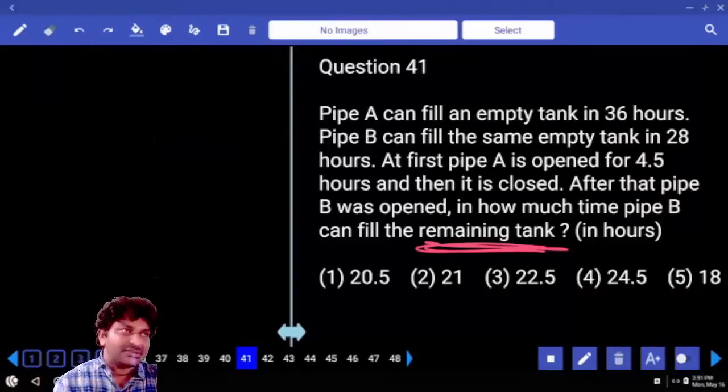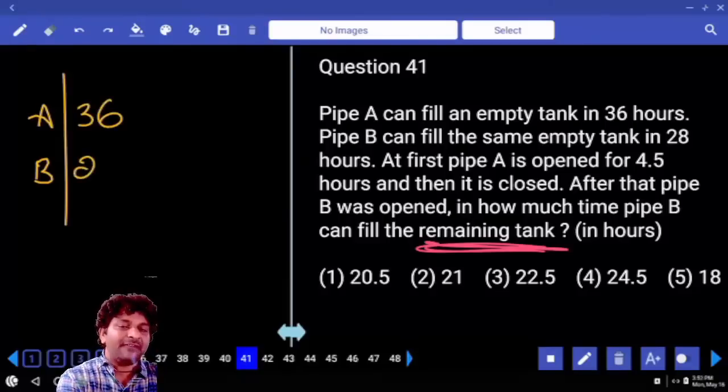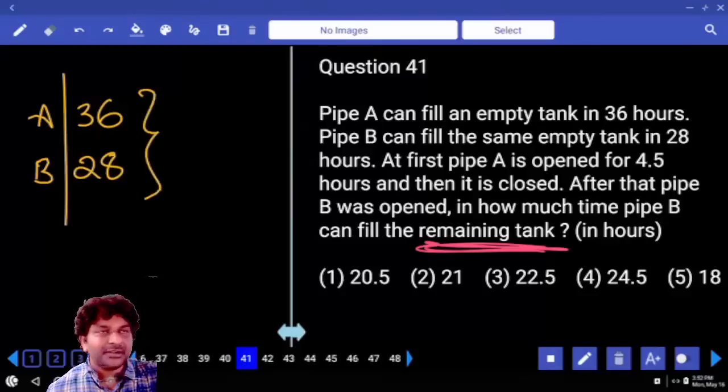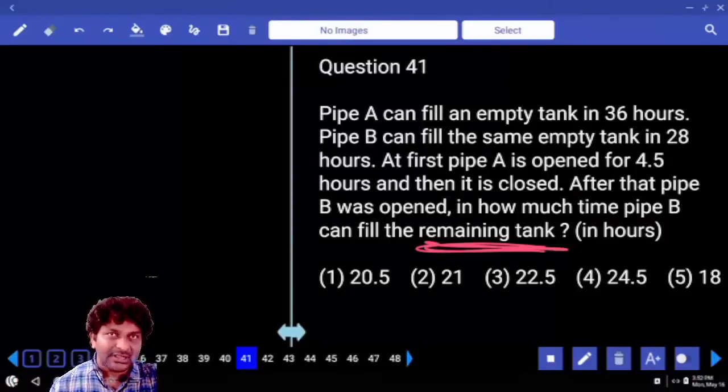So you can definitely use the units method, no doubt about it. But what happens if you use it? A can fill the tank in 36 hours, B can fill it in 28. First we have to calculate the LCM. Are you comfortable calculating the LCM for these two numbers? It takes time, so I don't want to use the units method. Then what is the possibility? I'll try to calculate percentage.